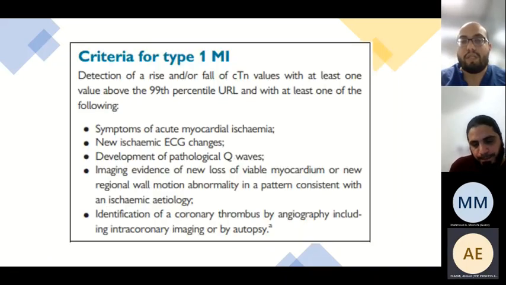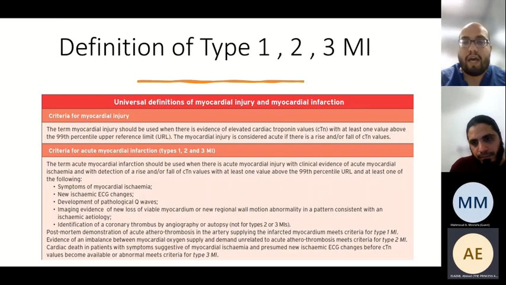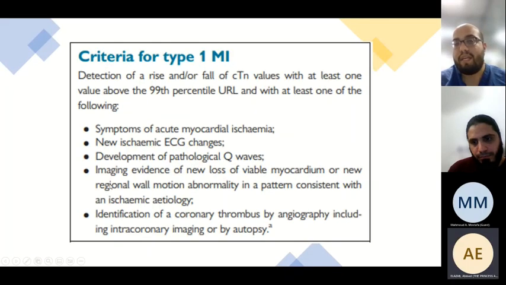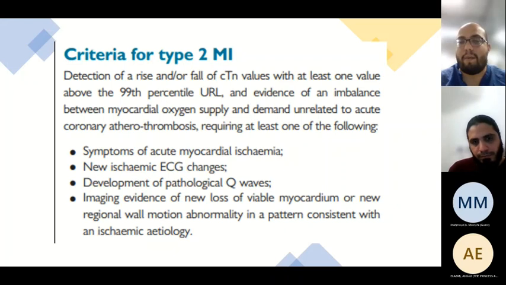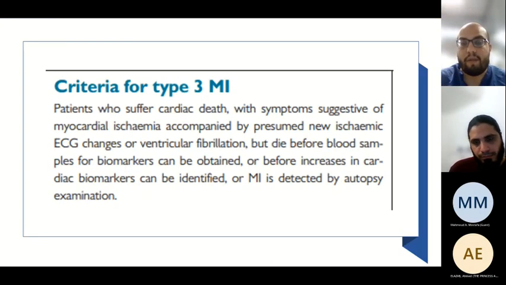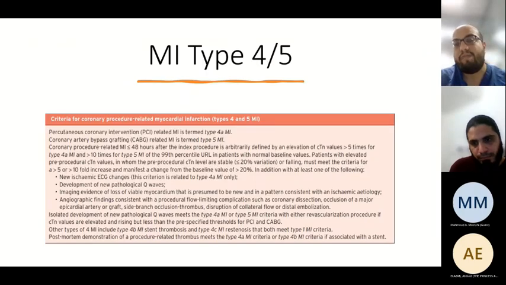And in these two instances, you need to have a rise or fall by at least one value above the upper reference limit, and then the symptoms afterwards. Type 3 is purely academic. You do not need to know about it except that it is discovered after leading to cardiac death. And type 4 and type 5 is important.